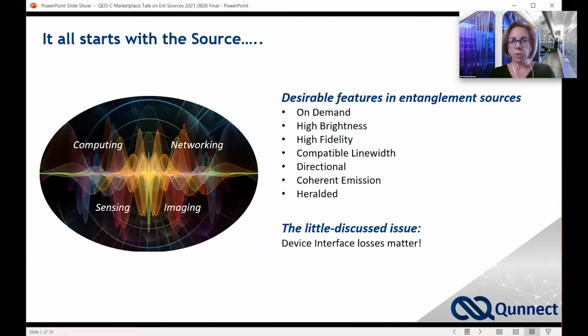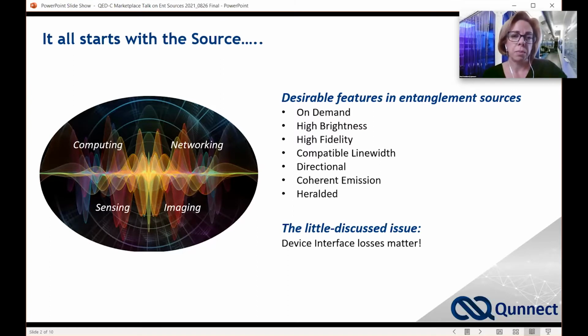As you might all know, it all starts with the source. Basically, we all know that we can't do anything in any one of the four major pillars of quantum tech, which are computing, networking, sensing, and imaging, without having high quality qubits. And that starts off with being able to have high quality entanglement.